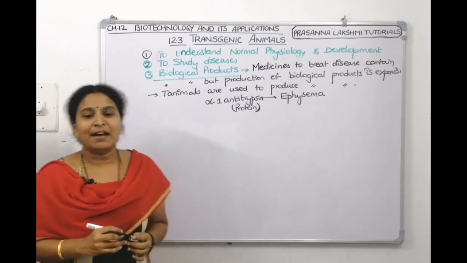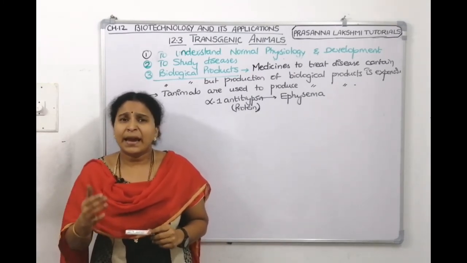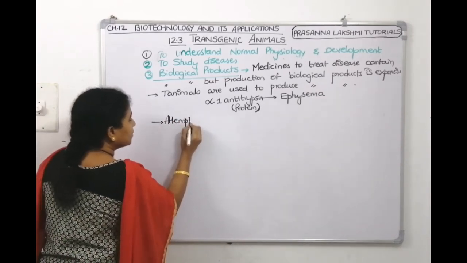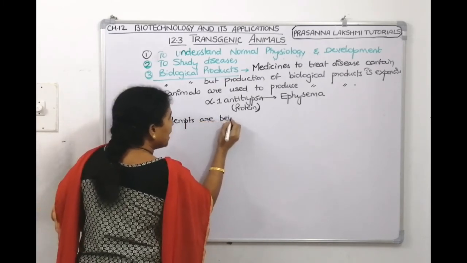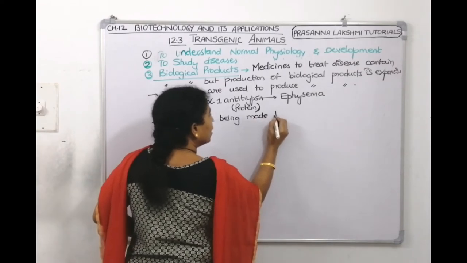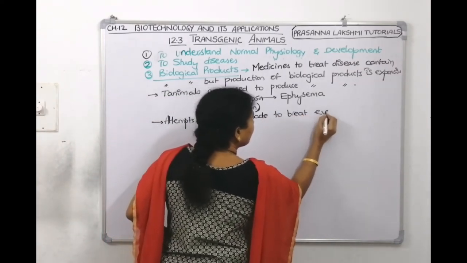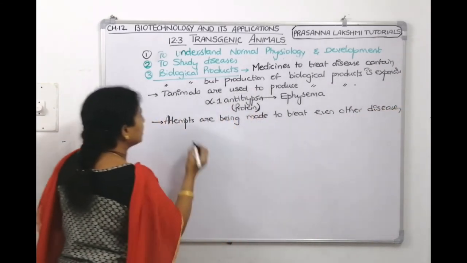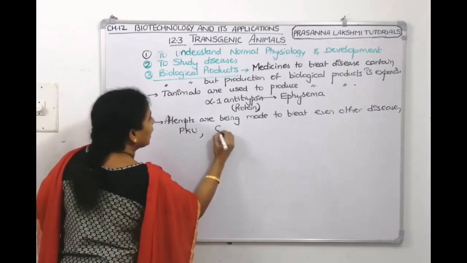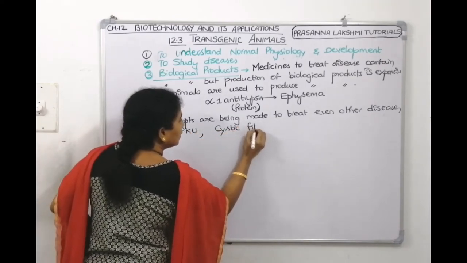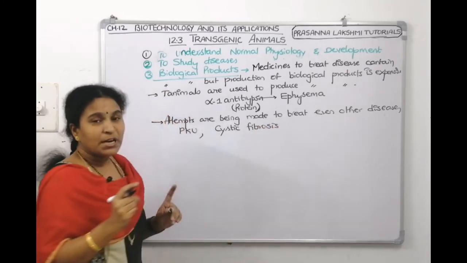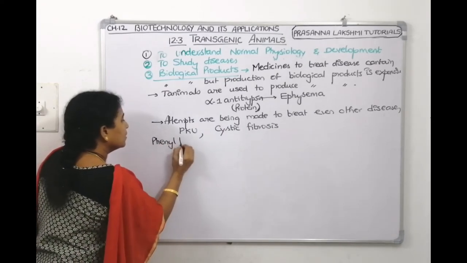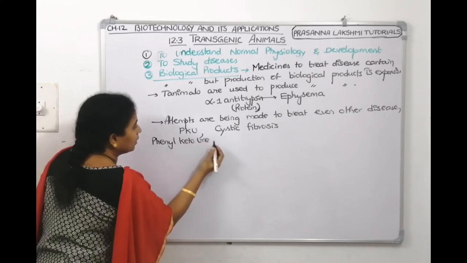Now, for another example, attempts are being made by scientists to treat even other diseases. Not only emphysema, scientists want to treat other diseases like phenylketonuria and cystic fibrosis. What is this PKU? It stands for phenylketonuria.